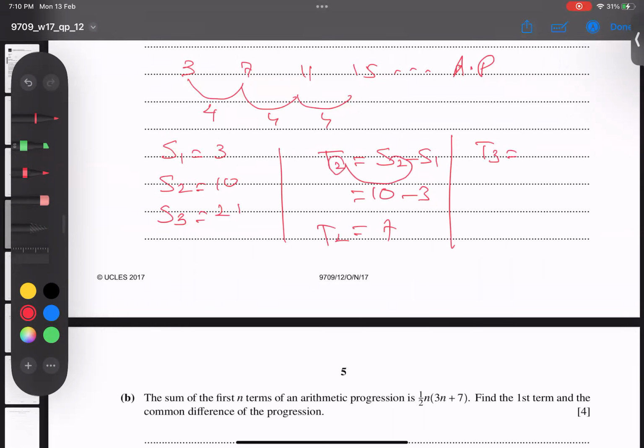This number is always the same, and this number is 1 less than that. For example, I'm looking for the third term. The formula is S3 minus S2. This number is the same, and this number is 1 less. The sum of three terms is 21. The sum of two terms is 10. And I got 11, which totally matches the third term. I believe you got the point.